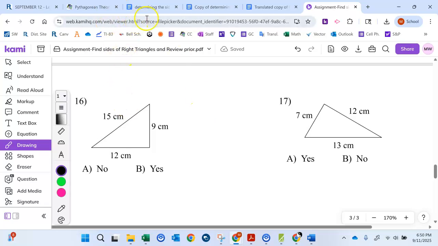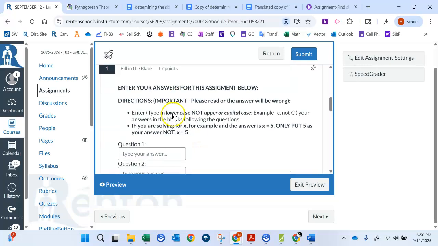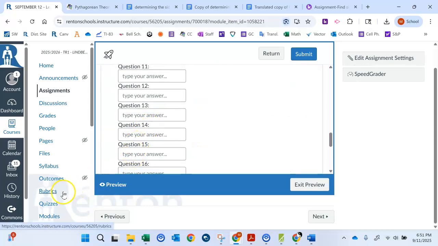So go ahead, finish up your document and come back and make sure that you enter your answers here and hit submit. And that's how you do today's assignment.